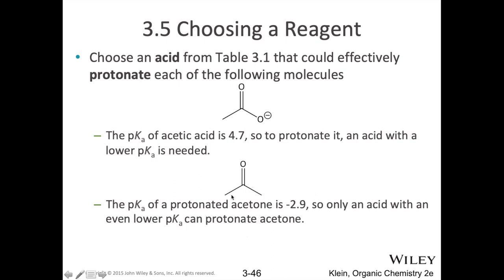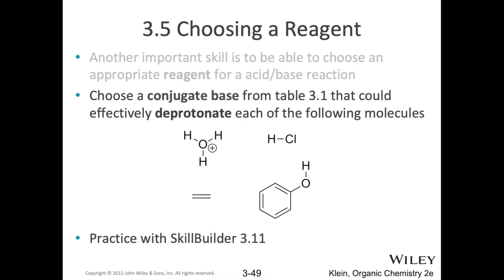Same thing here. Here we have acetone. If we were to protonate this oxygen, that would be a really strong acid, right? Because it really wants to get rid of that positive formal charge that would be on the oxygen. So the pKa of protonated acetone is -2.9. Right, so again, you want to select something with a lower pKa. So something like hydrochloric acid, sulfuric acid has a lower pKa, so that would work.